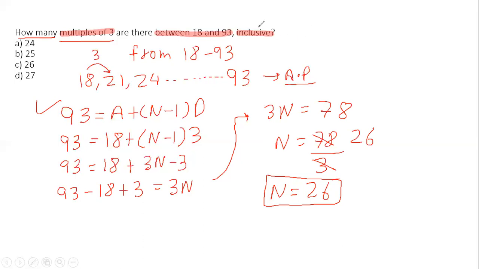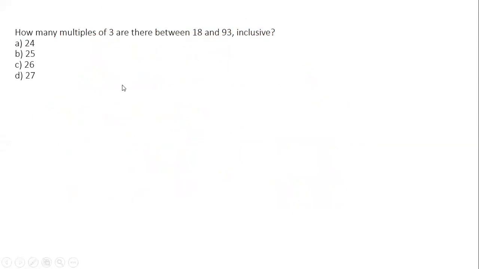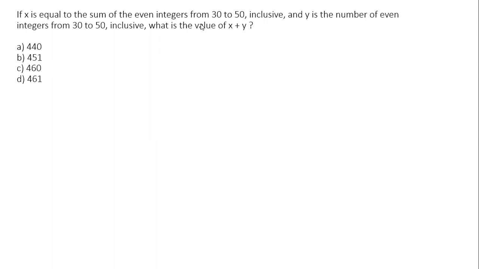So guys, let's take one more question and try to use another formula. Now in this particular question, the question says if x is equal to the sum of even integers from 30 to 50 inclusive, and y is the number of even integers from 30 to 40 inclusive, what is the value of x plus y? So here they are actually talking about the sum of even integers from 30 to 40. So inclusive is of course the same thing because I'm already using from, so that's the same thing.